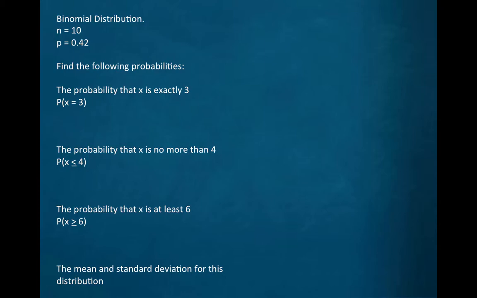In this example, we have a binomial distribution with a number of trials equal to 10 and the probability of a success of 0.42. And we are to find the following probabilities. We are to find the probability that x is exactly 3.